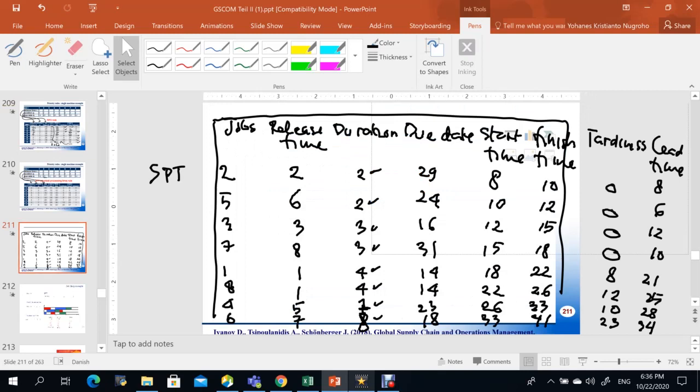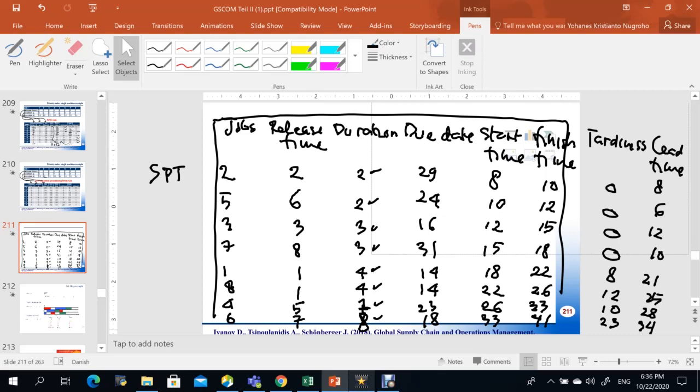And the lead time here is calculated. For instance, 8 is coming from here, the starting time, right? And then finish time, so 10 minus the release time equal to 8. Similar here for the second job, that is job number 5, 12 minus 6, the release time, equal to 6. Also for the third job, that is job number 3, it is 15, the finish time, minus the release time equal to 12. That is the lead time.